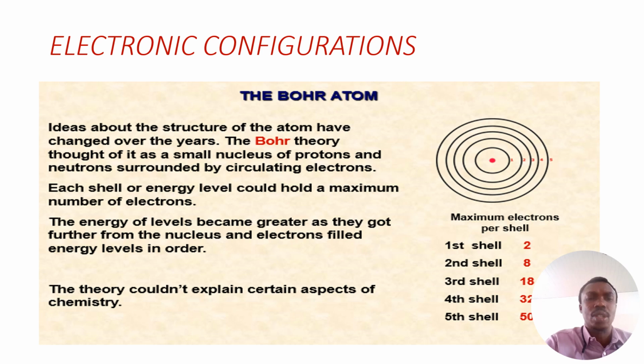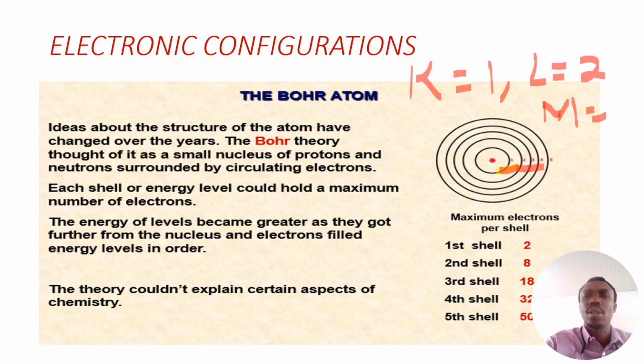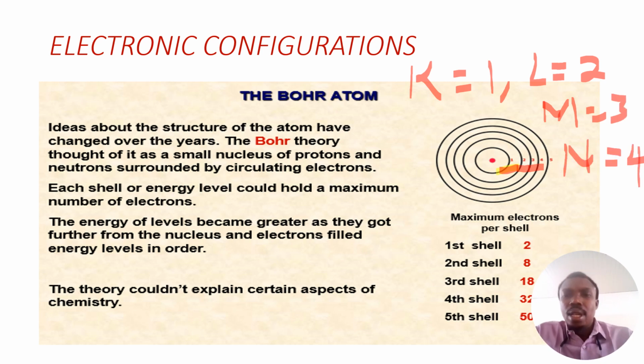If you look at the atomic structure, electrons are arranged on shells, starting from the innermost shell to the outermost shell: the K shell, which is the first shell, the L shell, the second shell, the M shell, the third shell, the N shell, the fourth shell, and it continues like that. Each shell or energy level can hold a maximum number of electrons. For example, the first shell can hold a maximum of 2 electrons.